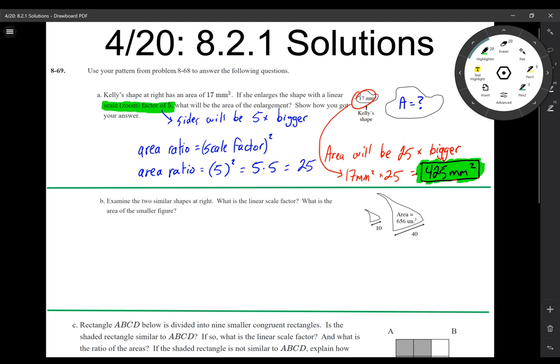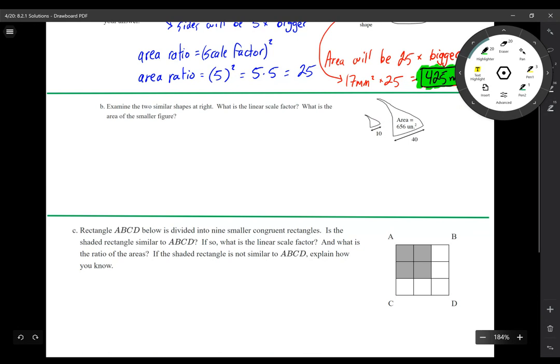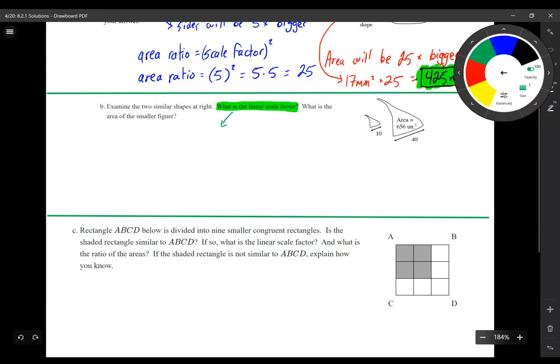For the next one, it looks like we have another set of similar shapes. What is the linear scale factor? So we're going backwards this time. And actually, we're going to start with that and then find the area of the smaller figure. So the linear scale factor, that first part, we'll solve right here. So we know that the larger distance across the bottom is 40 right here. And then we've got the corresponding 10 right here.